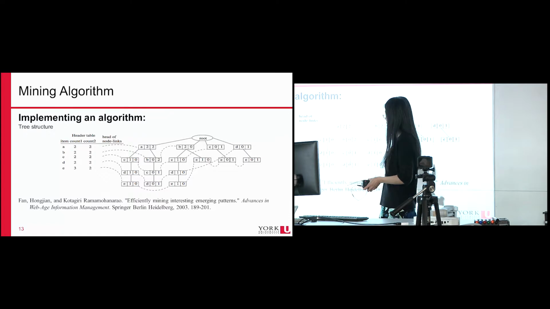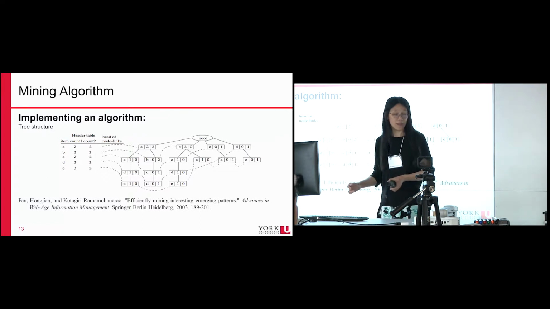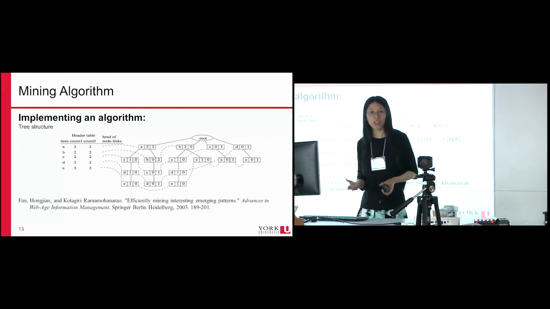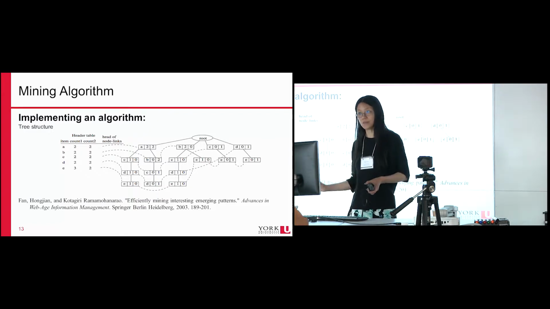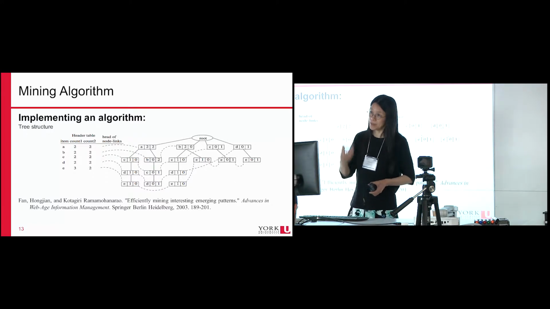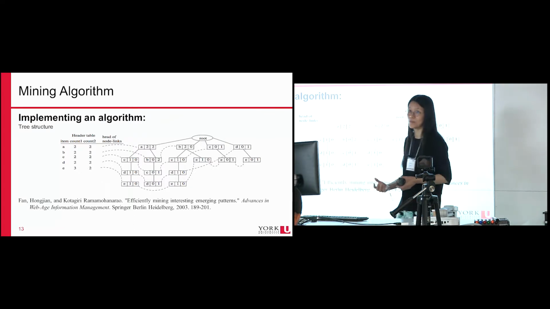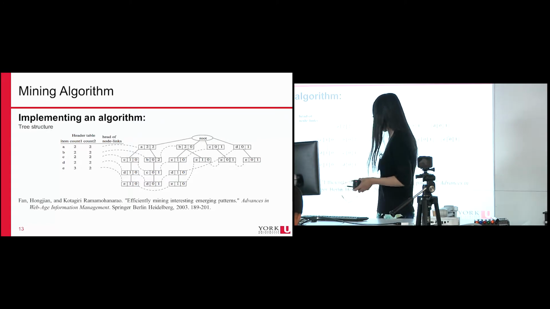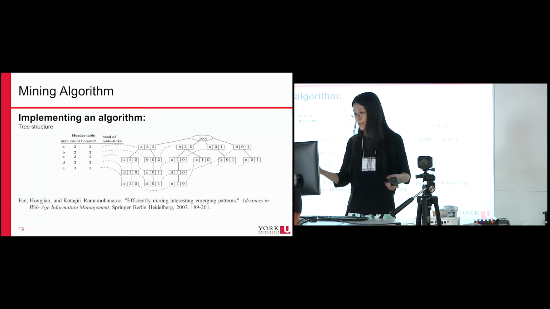The algorithm is based on a tree structure, and I'm not going into the details. This structure allows us to ignore certain combinations of items that are totally impossible to be a contrast pattern, so we only focus on the possible contrast patterns. This reduces the search space, so the algorithm is fast. We use an adapted algorithm proposed by these people, and this tree is based on a famous tree called the frequent pattern growth tree.